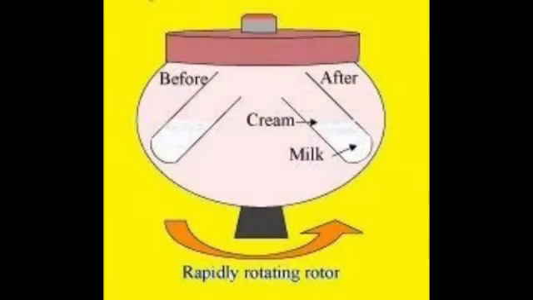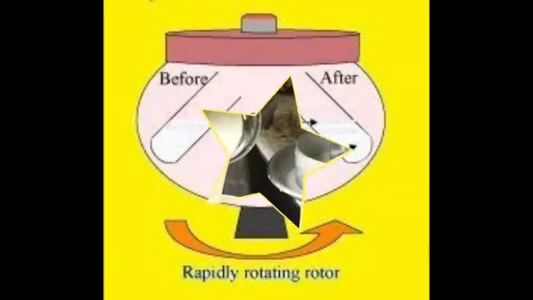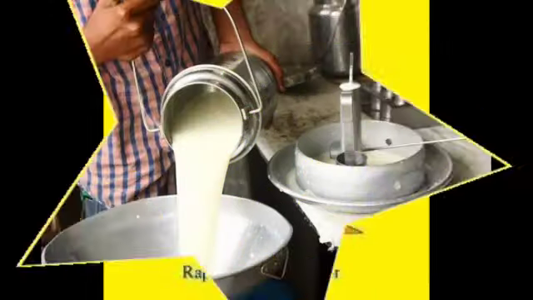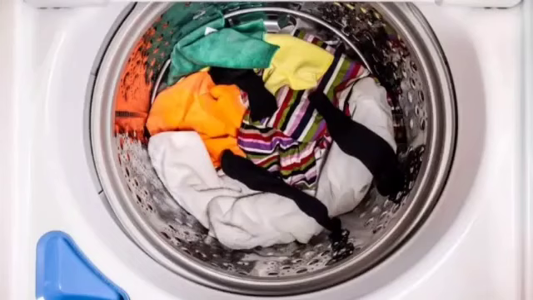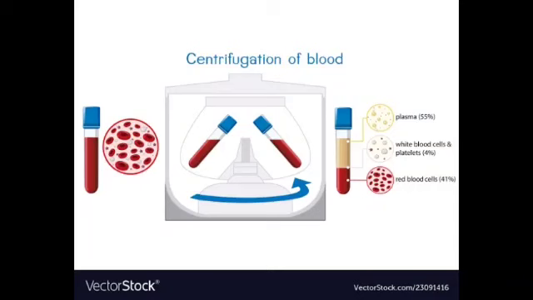The heavier solid particles move down and the lighter liquid remains at the top. For example, in milk dairies, centrifugation is used to separate cream from milk. In washing machines, the principle is used to squeeze out water from wet cloths. And next, in pathological laboratories, to separate blood cells from a blood sample, children.